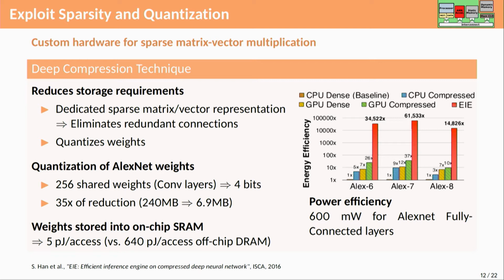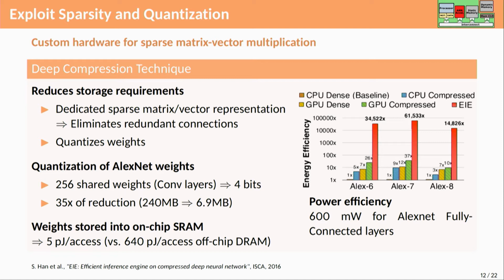So a few hints on the accelerator architecture. Here we have an accelerator that will be suited to do a specific part of the neural computation. In that case, this work is presenting a custom sparse matrix vector multiplication, and it relies on the fact that the data are stored in a specific way for the matrix and the vector. So it will eliminate redundant connections that would exist in the neural network, and it uses quantized weights. The quantization is 4 bits per weight.